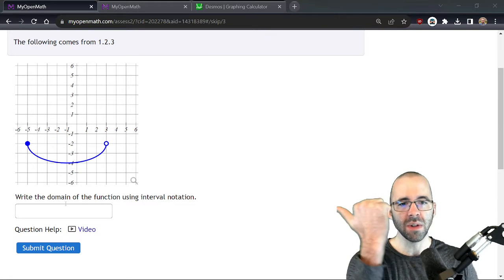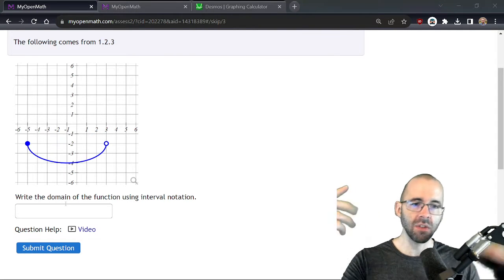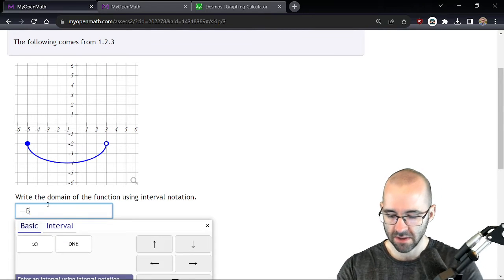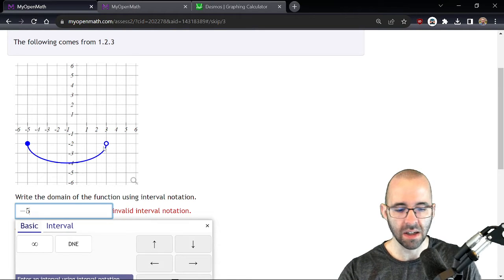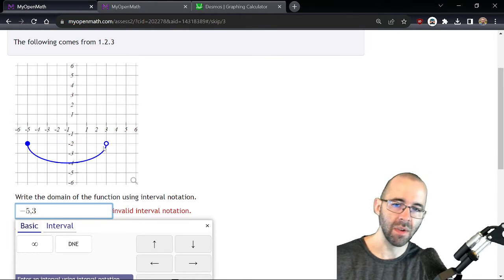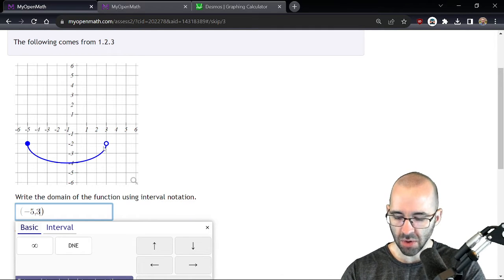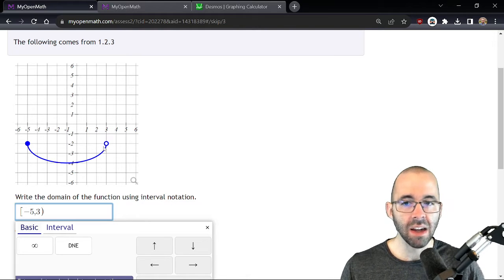So we see, well, what's the furthest to the left we can go? And what's the furthest to the right we can go? And do we have everything in between? So in this case, the furthest to the left we can get is -5. The furthest to the right that we can get is +3. So in interval notation, we write it like this. +3 is not included, so it gets a parenthesis. -5 is included, so it gets a bracket.